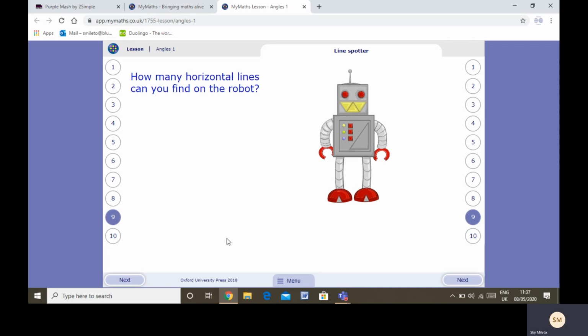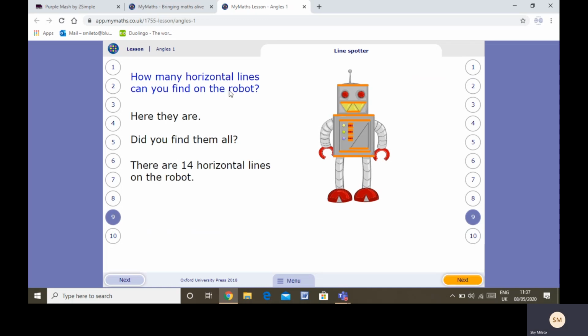So it says, how many horizontal lines can you find on the robot? You can pause the video and count how many vertical lines you can see. The answer is, horizontal lines. I'm very sorry. I hope that you paused the video and you thought Miss Maletta is being very silly there because it was talking about the horizontal lines and I read it wrong. I'm hoping you all noticed that.